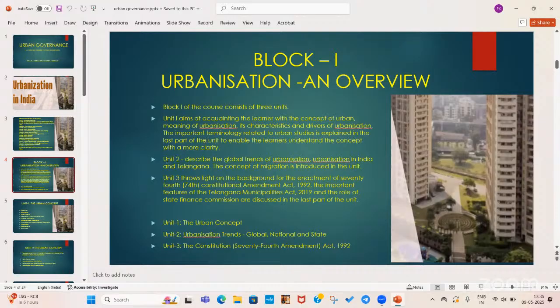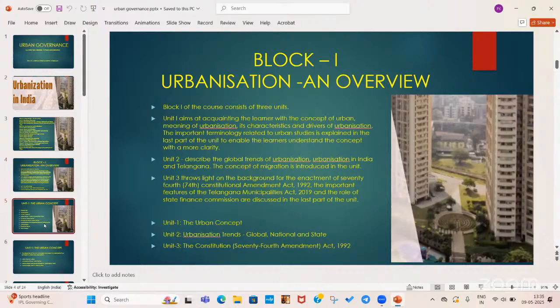Then coming back to Unit 2, here I'm going to describe the global trends of urbanization in India and Telangana. The concept of migration is also introduced in this unit. Then coming to Unit 3, here we will study the constitutional Act of 1992, which is the 74th Amendment Act of 1992. Apart from that, we'll also go through some features of the Telangana Municipalities Act 2019 and the role of the state finance commissions. We'll discuss that also.